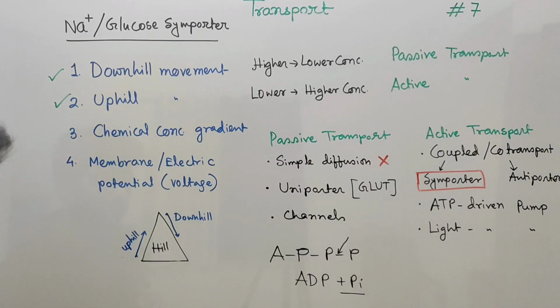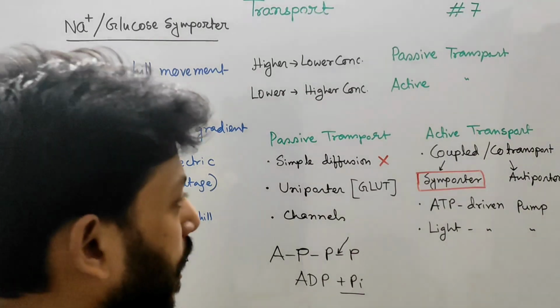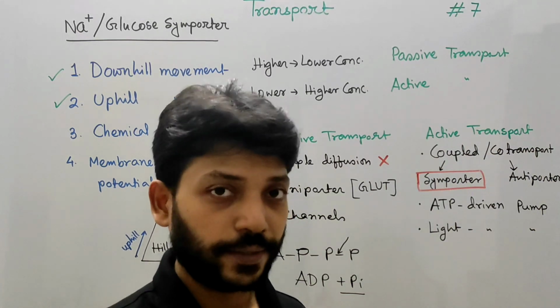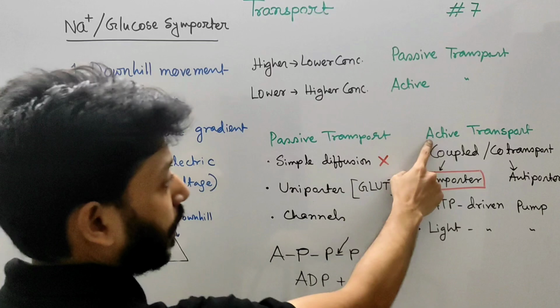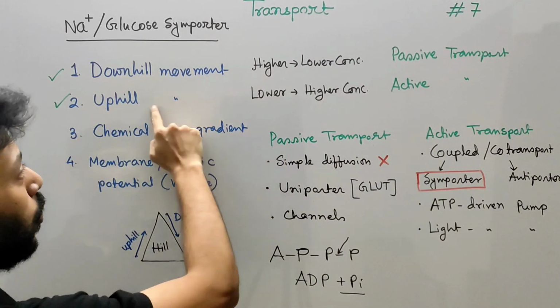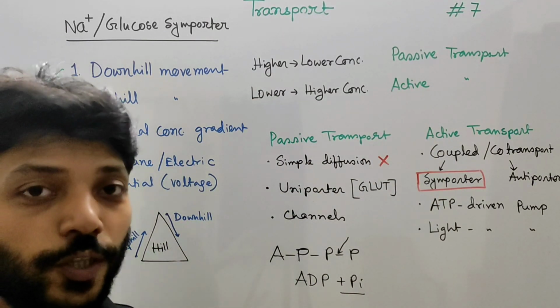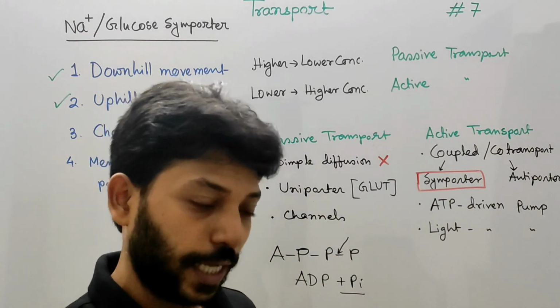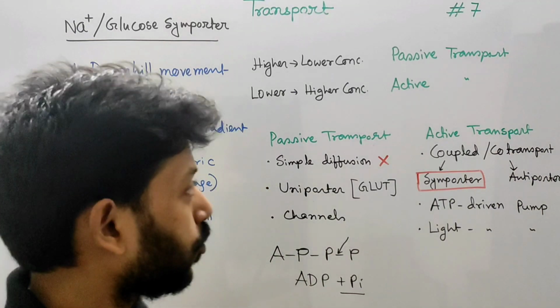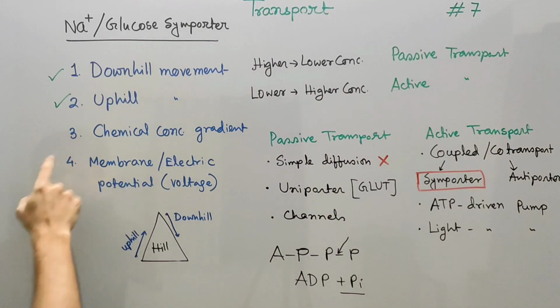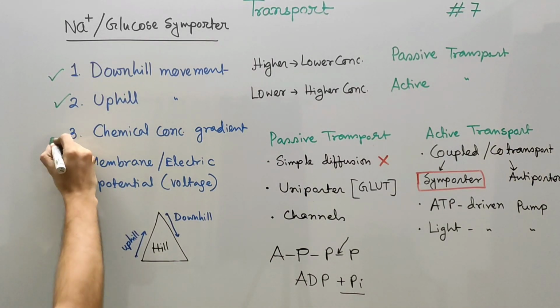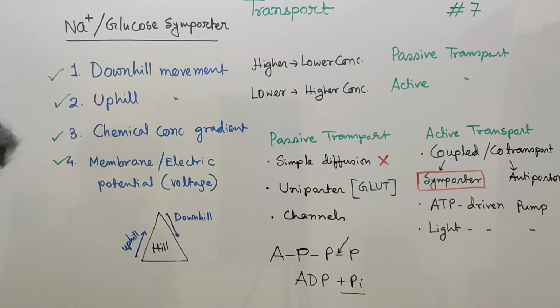We have to understand these two movements at first, because in case of Symporter and antiporter, both these cases, two movements occur. Why is it called active transport? Because one molecule will show the uphill movement and another will show the downhill movement. The downhill movement actually generates the energy to run the uphill movement. I will explain it, but before that we have to understand this third and fourth point, that is membrane or electric potential, and chemical concentration gradient. So let me explain. At first I will remove this.